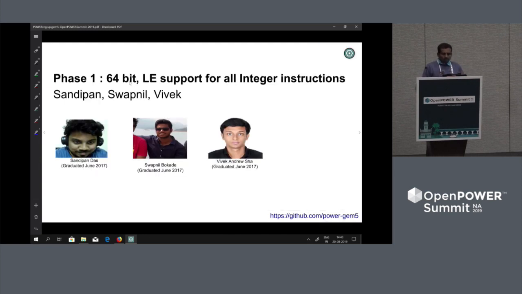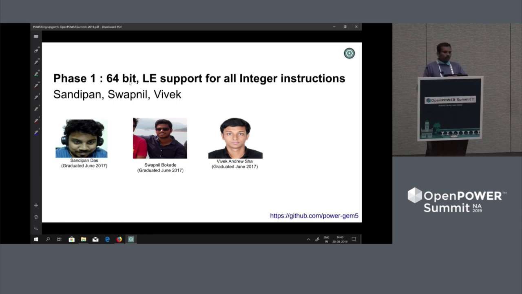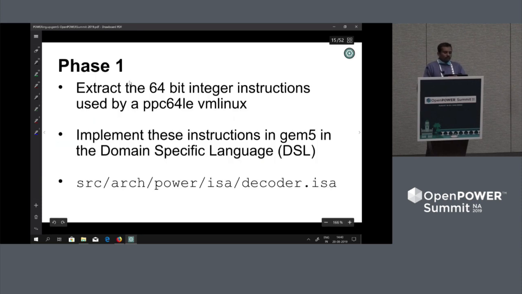So I start off talking about the phases of development. The first thing we wanted to do was to support integer instructions, little-endian 64-bit integer instructions. These are the group members that were involved in this. What we did was take the Linux kernel compiled with the 64-bit little-endian PowerPC compiler and extract all the instructions that the Linux kernel uses. That was the list of instructions that had to be implemented first in gem5.